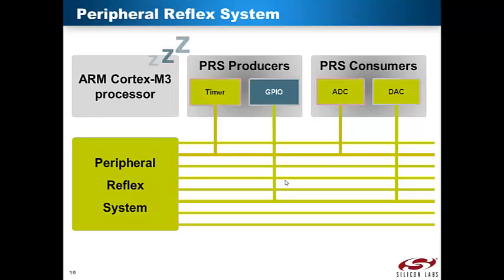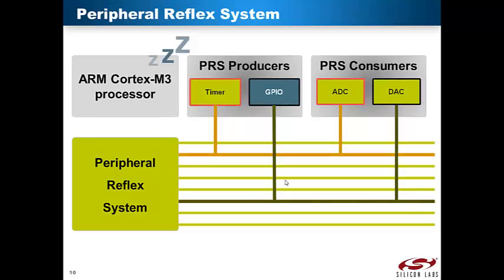This enables the EFM32 to output a voltage when triggered by an external event, such as a trigger signal from another chip, a button push, or similar. PRS enables both these actions to happen simultaneously while the CPU is sleeping.